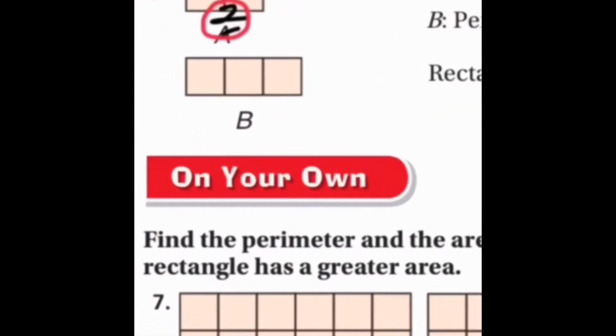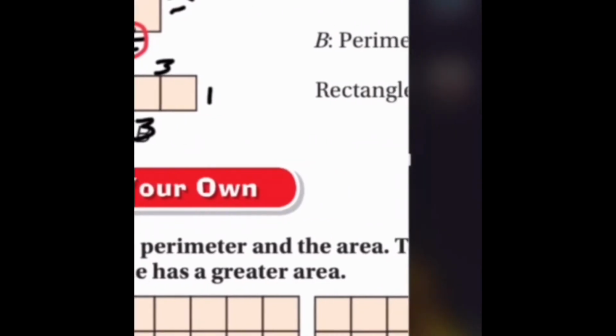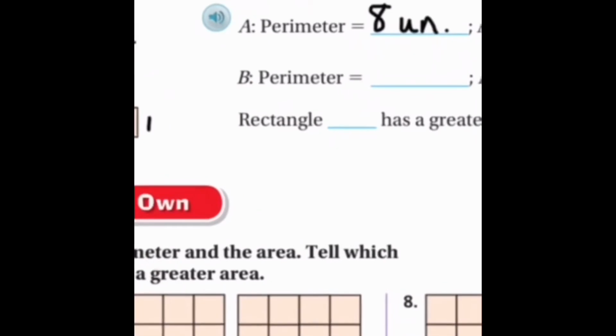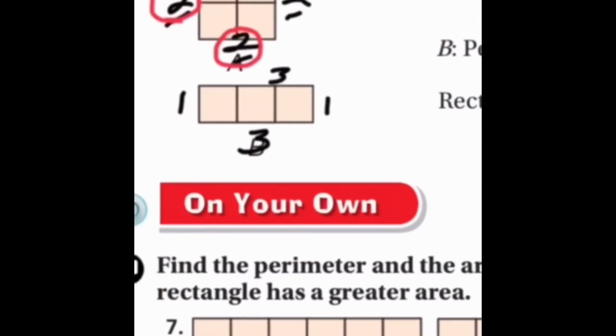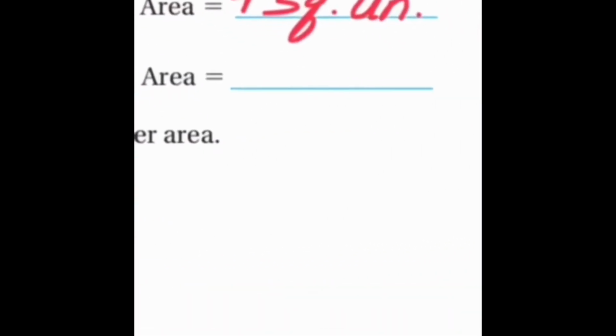Rectangle B has side lengths of 1 and 3. That's 4 plus 1 plus 3 is 4 more. So 4 plus 4 is 8. That has a perimeter, sorry about that, that has a perimeter of 8 units still. And the area, to find the area, we multiply the two sides. 1 times 3 equals 3. Has an area of 3 square units.